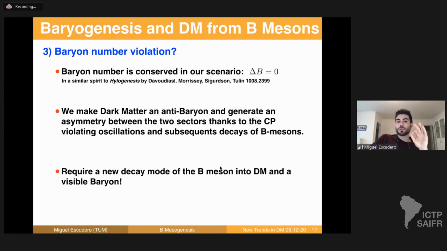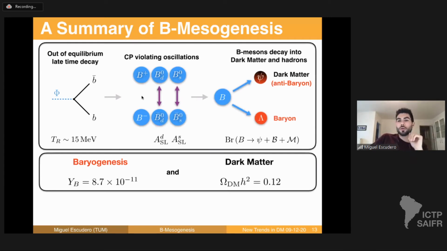Very importantly, for this to happen, we require a new decay mode of B-mesons into dark matter, which will be missing energy in the detector, and a visible baryon. So this is a summary of B-mesogenesis.